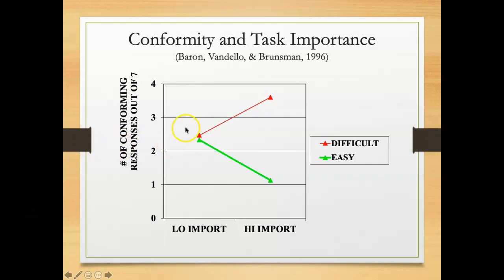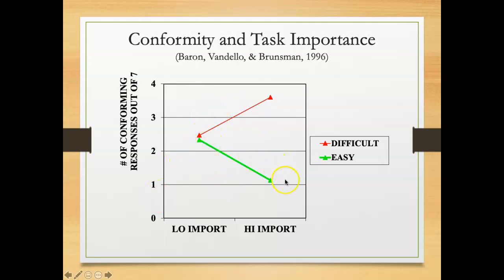Now, in the low importance condition, I need to add, the task is either really, really difficult, where they're only briefly, for a couple of seconds, presented with the stimulus, and they have only a couple of seconds to make their response, or easy, where they have more time to look at the stimulus and more time to make an identification. So if it's not important, it's a trivial kind of task to people, we don't see that task difficulty has much of an impact. And we get a certain level of conformity: on 7 conformity trials, 2.5 or so conformity responses on average.